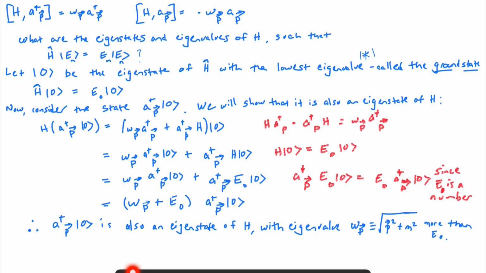So what does that mean? Well, I started with E sub 0, the eigenvalue of this eigenstate |0⟩. And if I hit it with a dagger sub p, I get another eigenstate, which is different from the first one. And this new eigenstate has an eigenvalue that's not E0, but is increased by omega sub p, E0 plus omega sub p. Thus, a dagger sub p acting on the ground state is also an eigenstate of H with eigenvalue omega p more than E0.